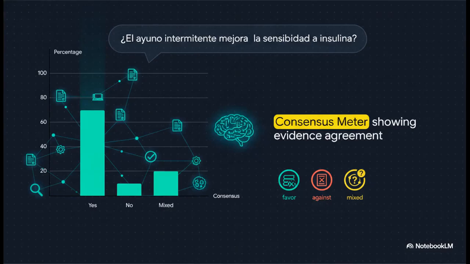Let's look at how Consensus actually works in practice with what they call the consensus meter. Say you ask a really targeted question, like, does intermittent fasting improve insulin sensitivity? The AI instantly scans millions of papers and hands you a clear visual breakdown. It'll tell you, based on high-quality evidence, this percentage is in favor, this percentage is against, and the rest is mixed. It gives you direct, peer-reviewed answers. That is an invaluable asset when you just need to quickly establish what the broad consensus says about a highly specific and maybe controversial topic.